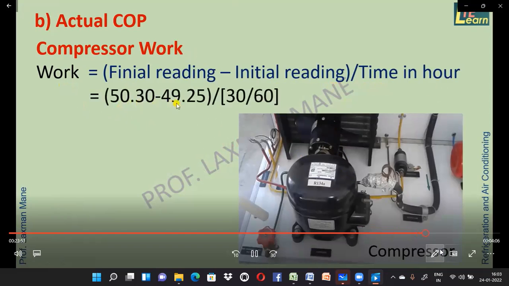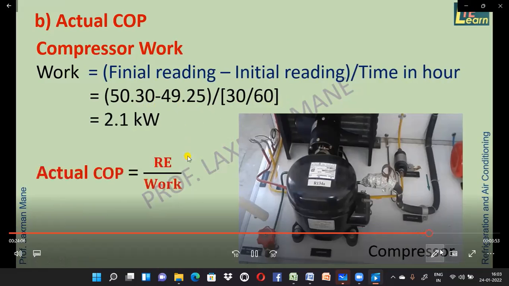So here final and initial readings from the observation table divided by time in minute. This we convert into second. Thus we find work of compressor in kilowatt. Actual COP is a ratio of refrigerating effect to compressor work. So refrigerating effect and work, both values in kilowatt, we find actual COP.